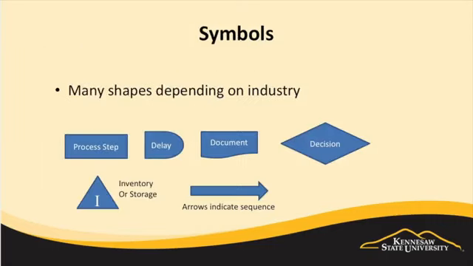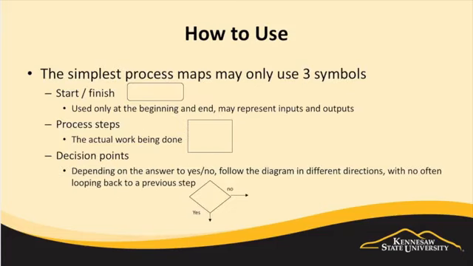There are a number of different shapes that can be used to create process maps, and this may vary by industry. These are some examples from manufacturing. For our purposes, we will use only a few. The level of information in a process map can vary, but we are focused on the simplest form. There are many different symbols that can be used, and we're going to show you how to map a process with just 3 symbols.